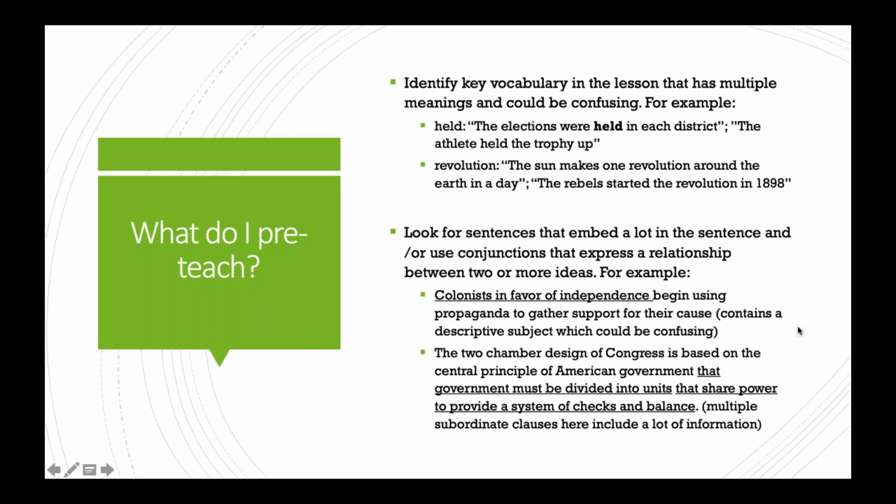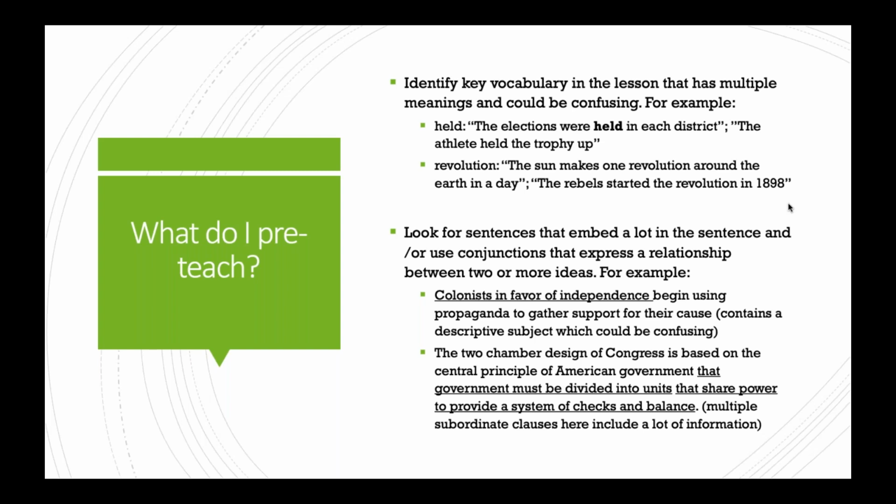So the vocabulary that you would address in your lesson that has multiple meanings, it could be confusing, might be something like the word held, right? We have two different meanings of held. The elections were held in each district, means they took place, or the other meaning of held, the athlete held the trophy up. So for an English language learner, that could be kind of confusing. And so going through the text, going through any kind of curriculum materials that the student is going to be exposed to and need to use and understand, that's going to be helpful to identify ahead of time.